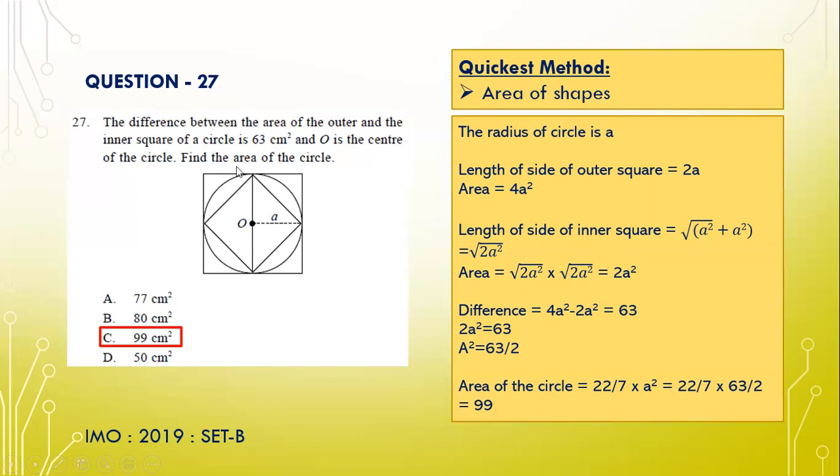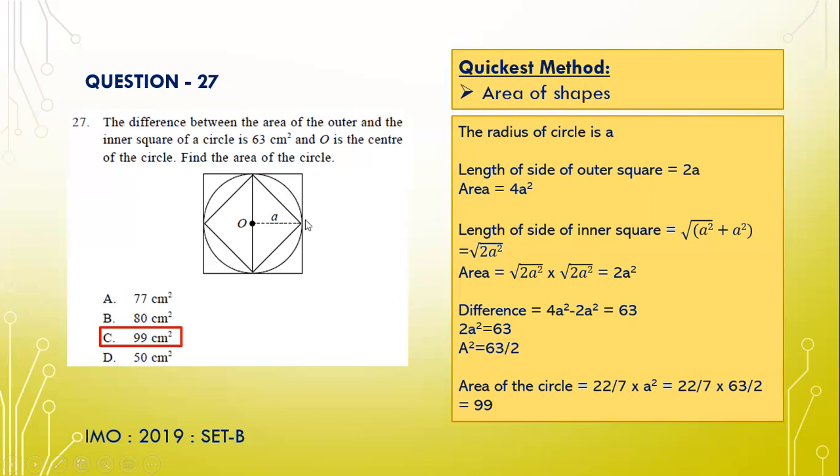So what is the difference between the area of the outer square and inner square? Area of the outer square is 4a square. Area of the inner square is 2a square. So the difference is 4a square minus 2a square. They have said that the difference between the area of the outer and inner square is 63. So 4a square minus 2a square is 63. 4a square minus 2a square is 2a square. So 2a square is 63. So a square is 63 upon 2.